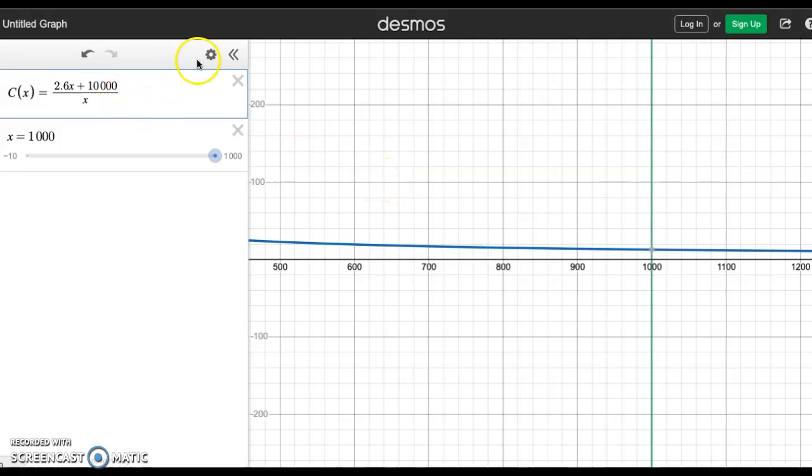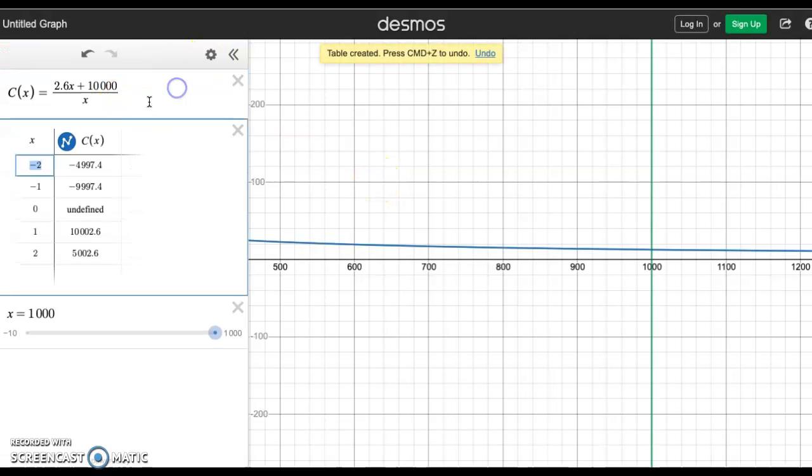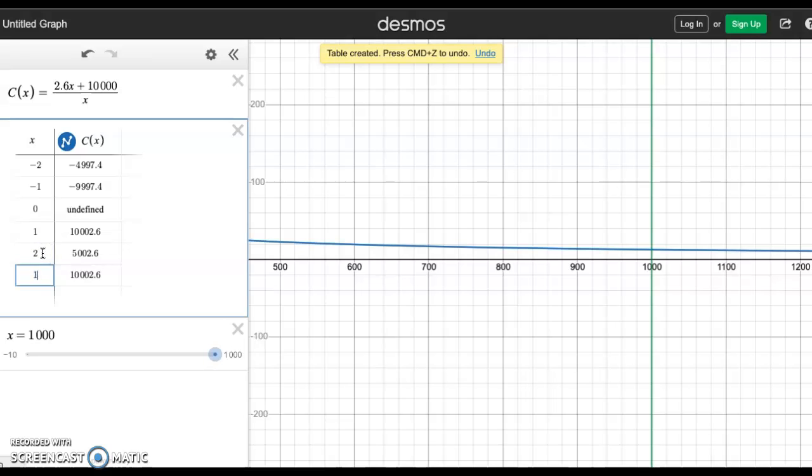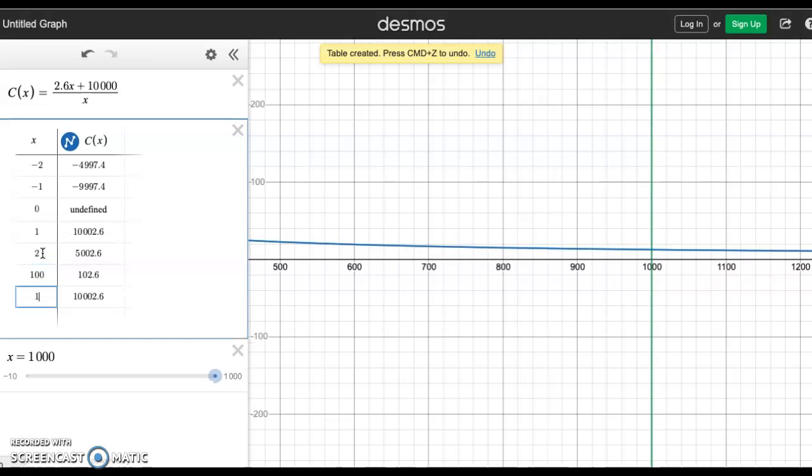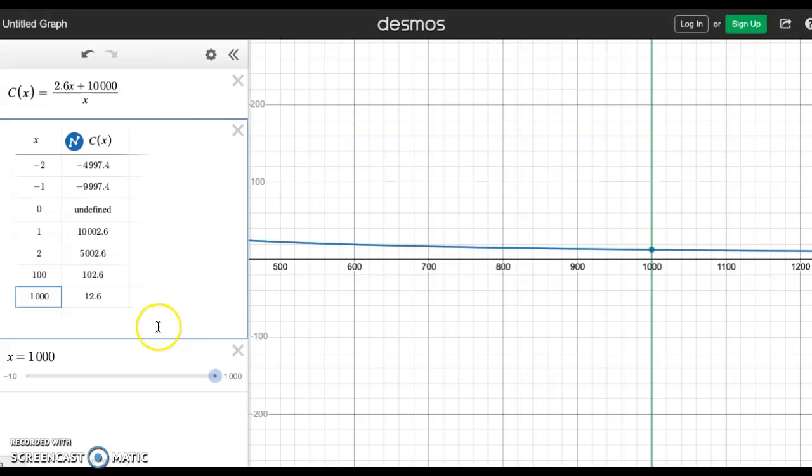The other way I was going to show you, just like I mentioned before, you can make a table, and then you can just jump down here and put 100 shirts, and then 1,000 shirts. So this is the cost per shirt. So the more shirts you make, the less per shirt it would cost, which is why it's a ratio. It's a rational function because it's a rate that you're finding. So 102.6 and 12.6.